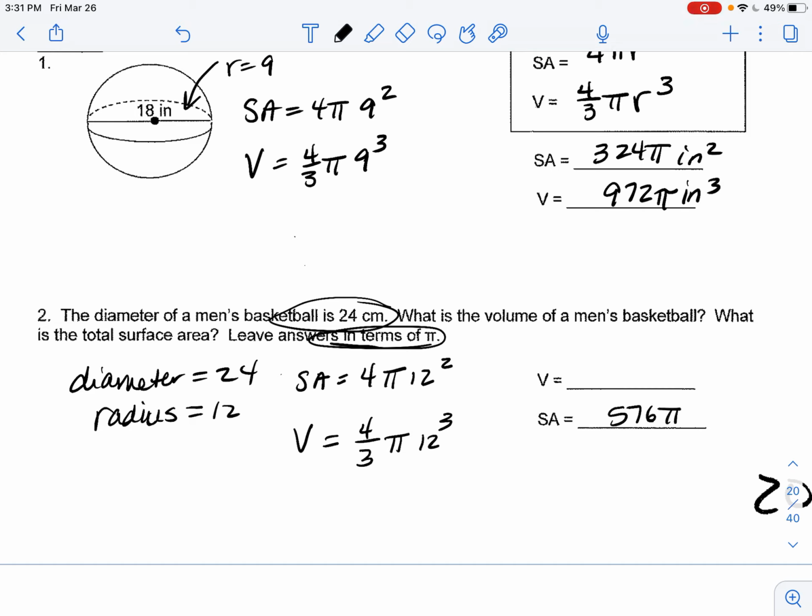All right, so 576 pi, and this is centimeters squared, and then 4/3 times 12 cubed is going to be 2304, and this is centimeters cubed. All right, that's it for these notes.